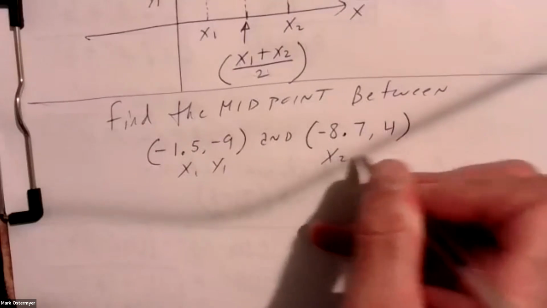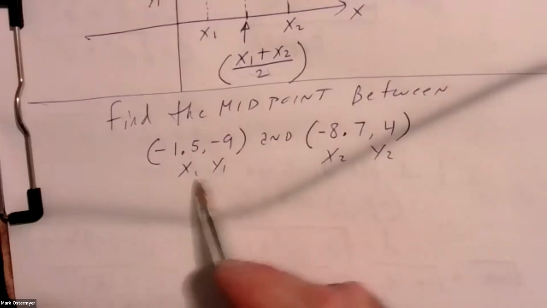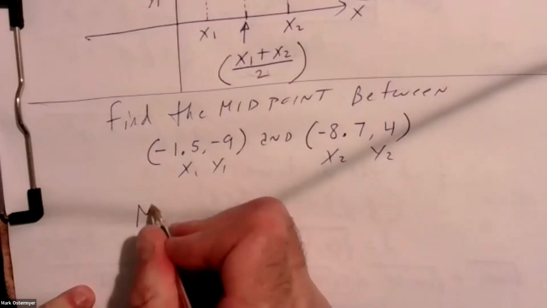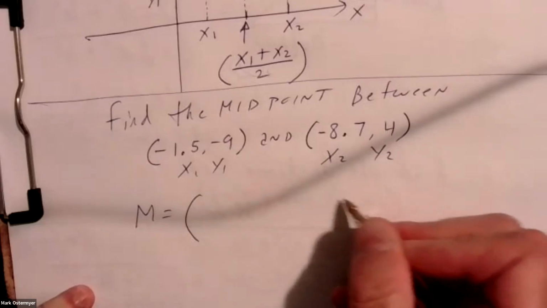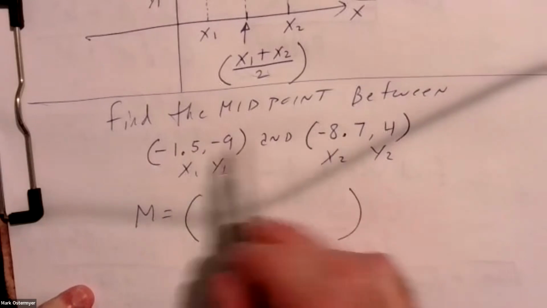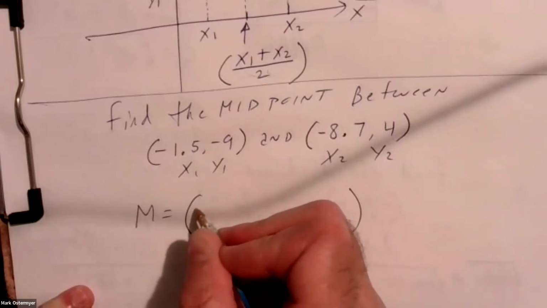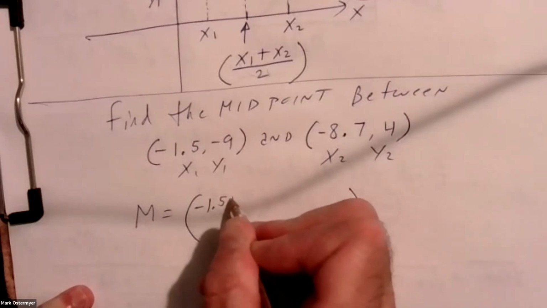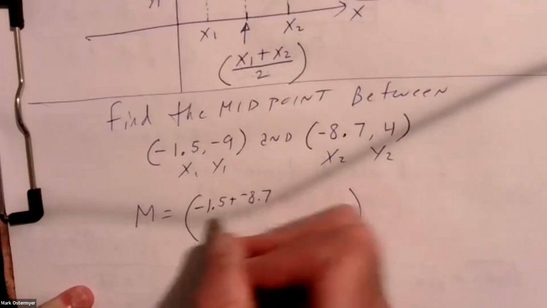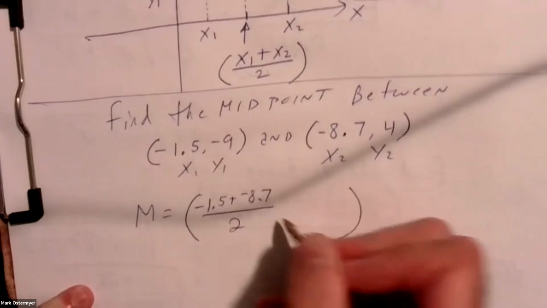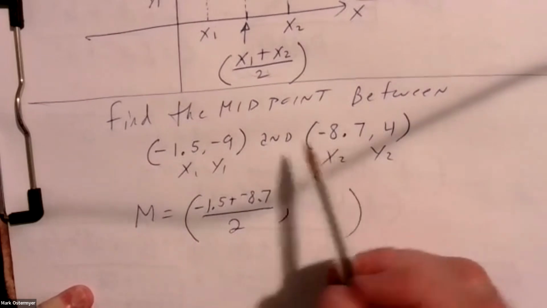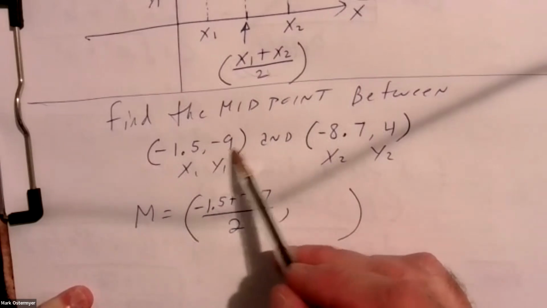and designate this as our second point. Or you could have them switched around. All right, so the midpoint between these 2 points, the x coordinate is going to be the average of these x coordinates here. So negative 1.5 added to negative 8.7 divided by 2 will be the x coordinate of the midpoint. The y coordinate is going to be the average or the middle value between negative 9 and 4.